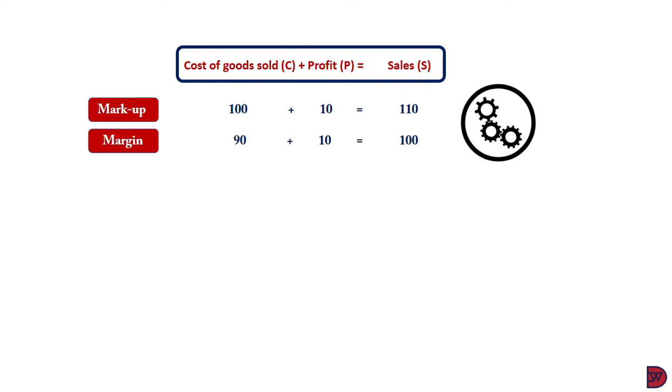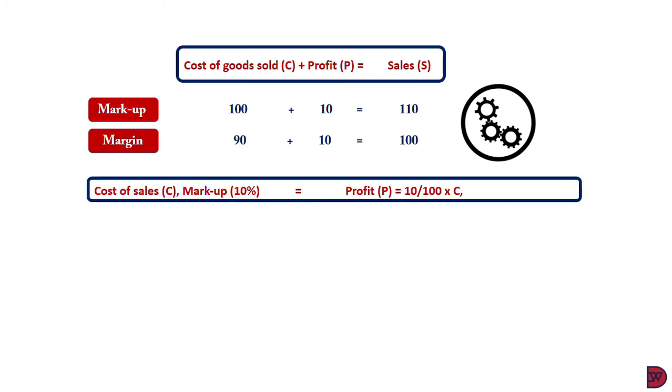In terms of margin, the base of the profit is on the sales. So we will deem the sales to be 100 with the profit element given. Subtract the 10 from the 100, giving the cost of goods sold to be 90. Moving on to the simplified form.